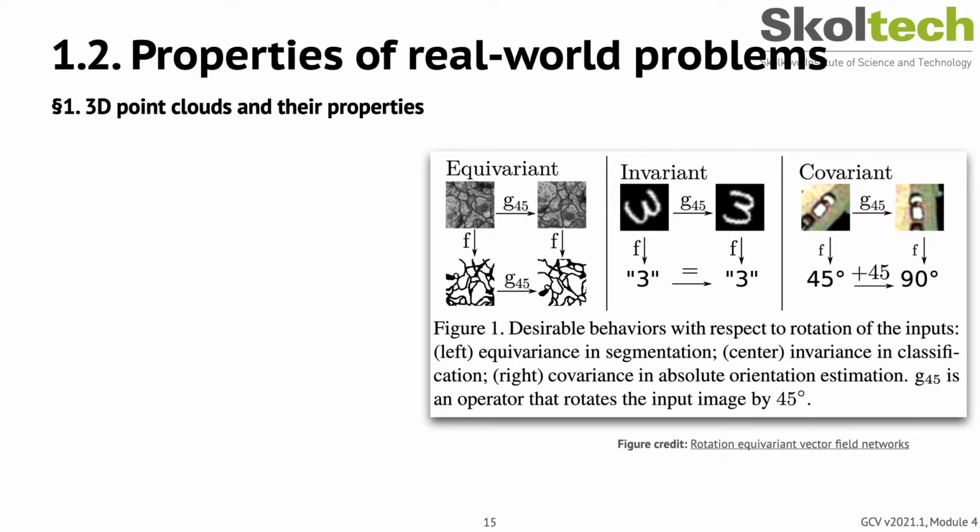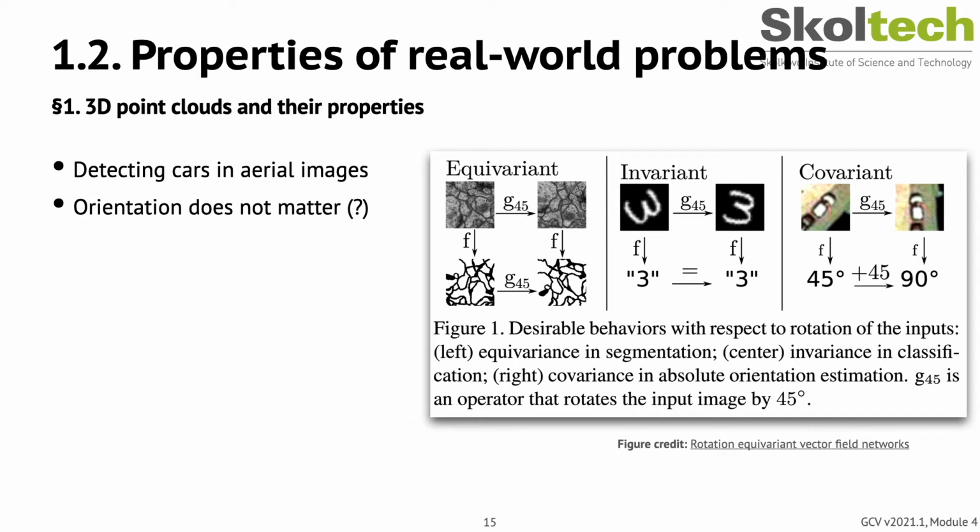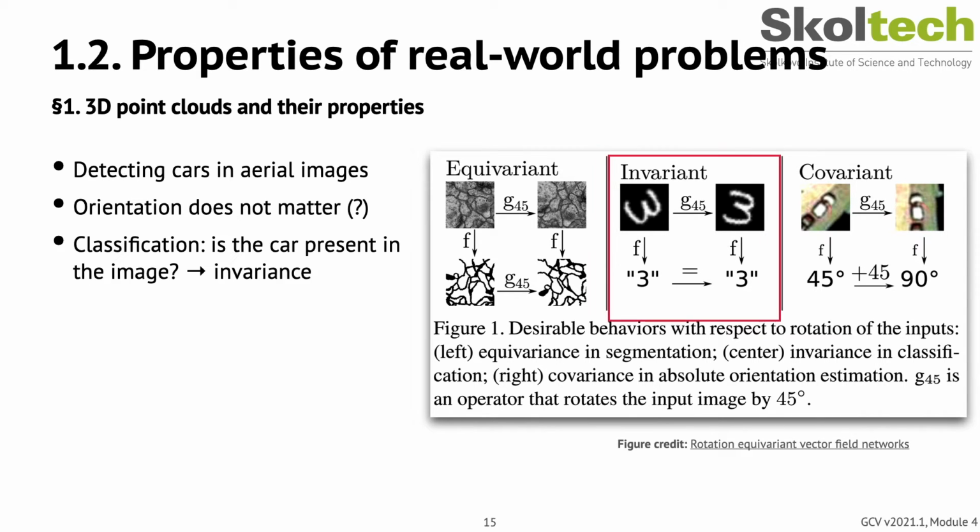Before describing the specific properties of the 3D point sets, let us recap several notions important for learning. We will start with a simple example. When detecting cars in aerial images, the object's absolute orientation is not a discriminant feature. If we're confronted with a classification setting, in which we are only interested in the presence or absence of cars in the whole scene, the classification score should remain the same, no matter the absolute orientation of the input scene.